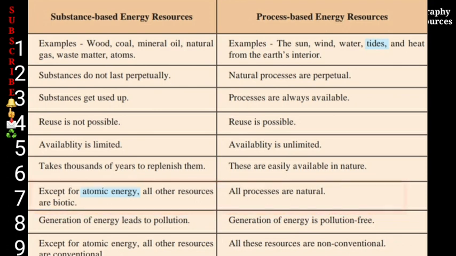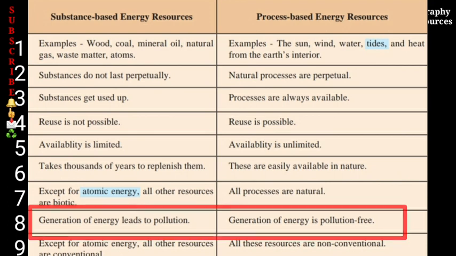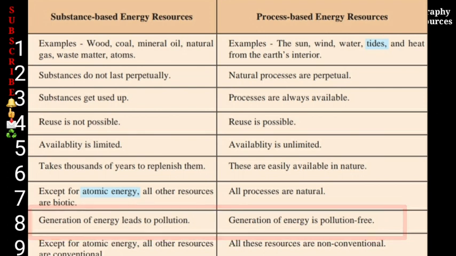Now the eighth characteristic of substance based energy resources is, generation of energy leads to pollution. Yes students, when we use these substance based energies, it leads to pollution. If we burn wood, coal, mineral oil, natural gas and waste matter, we know that it leads to creation of different kinds of gases that contribute to pollution. So here generation of energy leads to pollution.